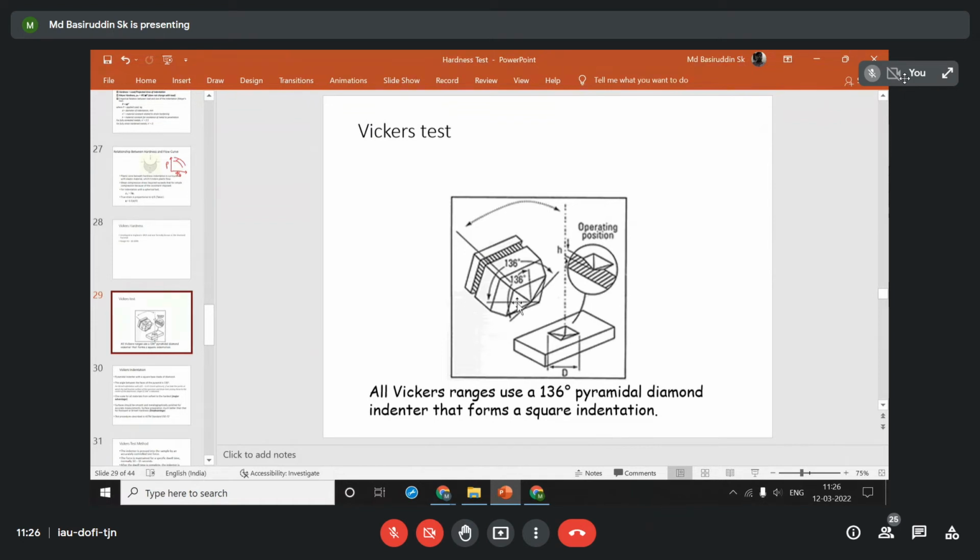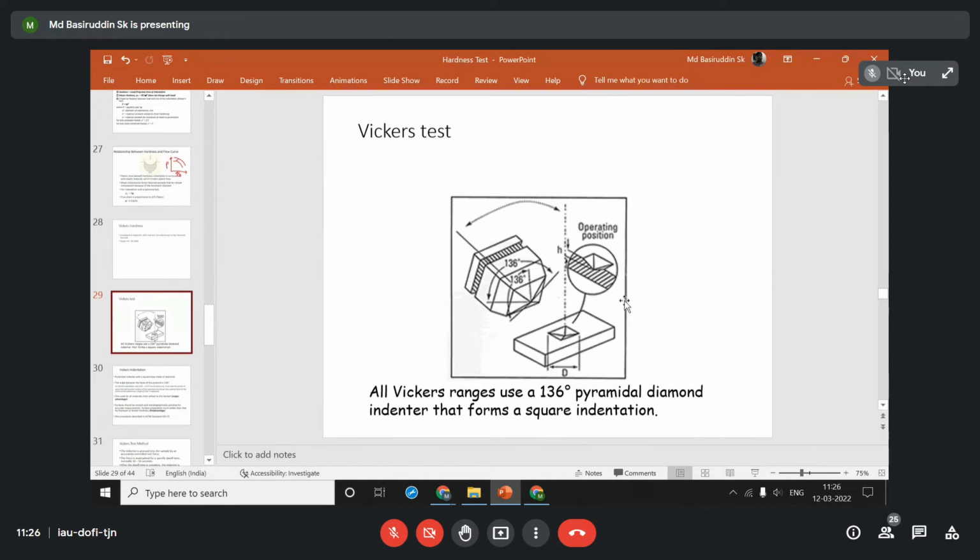So that particular 136 degrees he has kept fixed. Accordingly, he made a square base diamond pyramid such that the angle between two surfaces is 136 degrees. If you see this square base diamond pyramid indenter very carefully, there are four surfaces available, and the angle between two surfaces is 136 degrees.